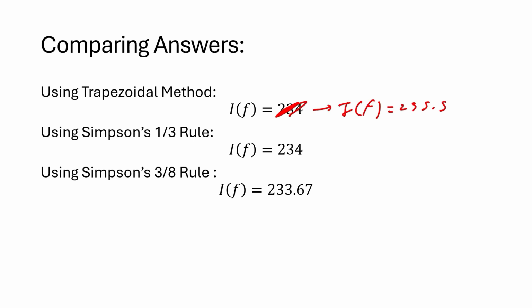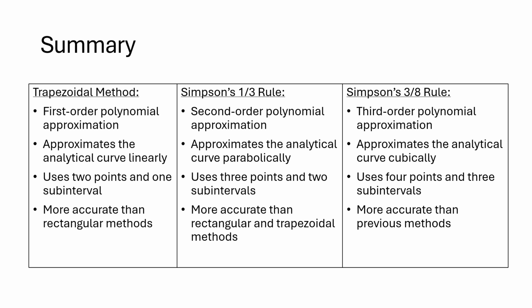Now, if we compare that to what we got before, we can see that the Simpson's 3/8 rule has given us the most accurate value. But we can see that overall, all of these numbers are very close to each other. So which method you'd like to use just depends on the application and how accurate you need your data to be. Here's a quick summary on what we've covered.